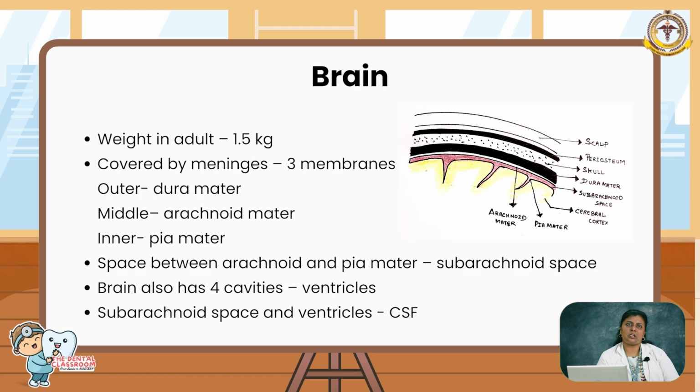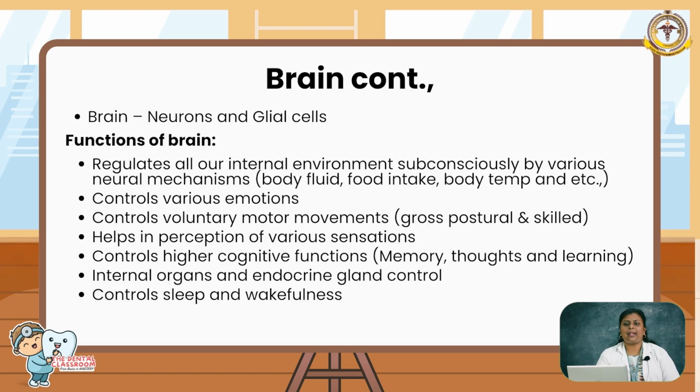The cerebrospinal fluid is also present in the ventricles of the brain. Ventricles are nothing but the cavities of the brain. It has four different cavities called the first ventricle, second ventricle, third ventricle and fourth ventricle. So this is the structure of the brain. What are the brain tissues made up of? They are mainly made up of neurons and glial cells.